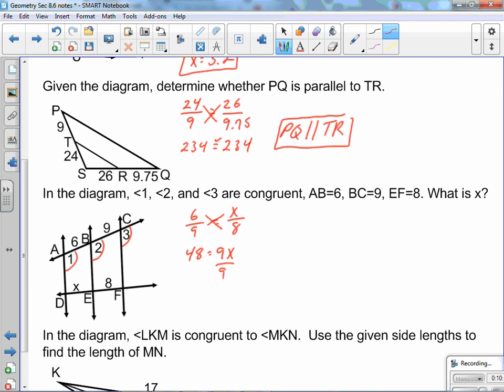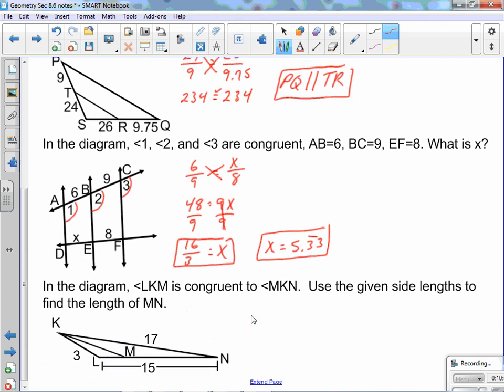Divide both sides by 9. And 48 over 9 would reduce to 16/3 equals x, which is actually probably the more exact answer here. Or if you went ahead and divided it, 16 divided by 3 is going to give us 5.3333 repeating. So 16/3 is the more exact answer here, but both would work.